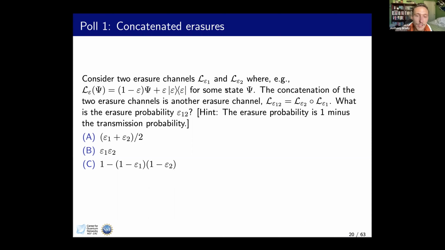The concatenation of two erasure channels is another erasure channel. You'll just have to take that on faith for now. With some erasure probability, epsilon 1,2. And the question is, what is the erasure probability? Okay, and there's a hint. The erasure probability is 1 minus the transmission probability. What I mean by this is, for example, for this first erasure channel, the transmission probability is 1 minus epsilon. So that's the question. Let me open up the poll.